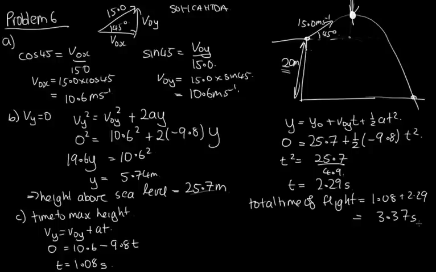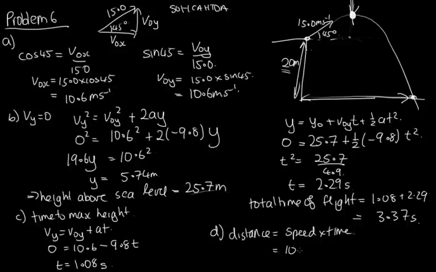Okay, and then finally part D, we're asked to calculate the distance from the base of the cliff at which it lands. So that's this distance along here. In order to do that, we just remember that it's traveling with a constant velocity in the x direction. So the distance is just equal to the speed times the time. So that is equal to 10.6 times 3.37, and solving that on the calculator, we end up with 35.7 meters. So that's how far from the base of the cliff it lands.